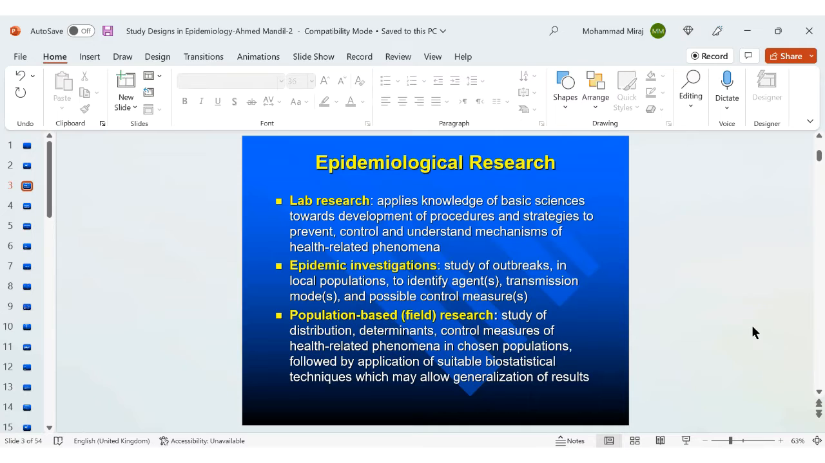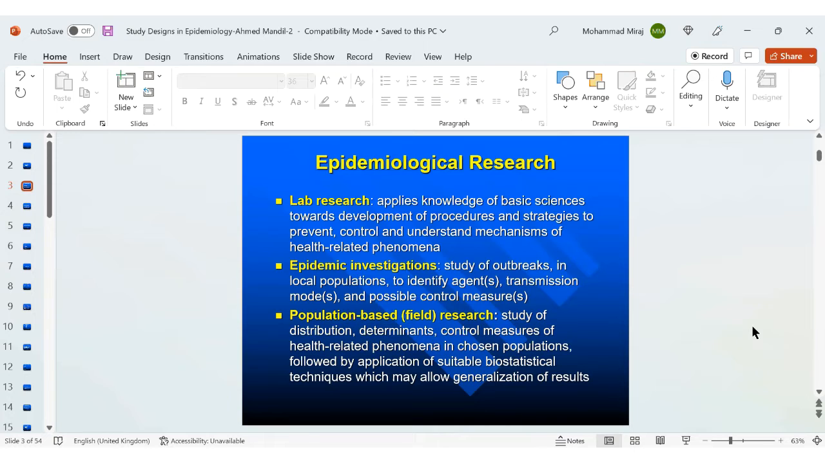So lab research basically applies the knowledge of the basic sciences, whatever you studied in your preclinical and paraclinical, in terms of your anatomy, physiology, or animal sciences, and pathology. You are using all these basic sciences towards the development of procedures and strategies to prevent, control, and understand the mechanism of health related phenomena. For example, how the COVID vaccine is able to prevent any types of corona infection. So these types of research are known as lab research.